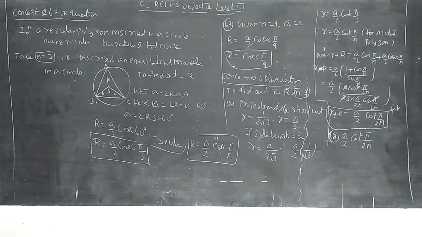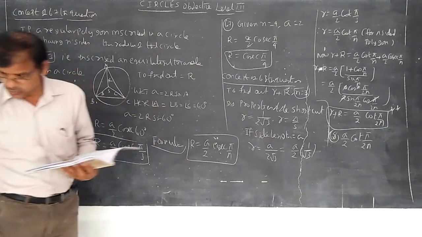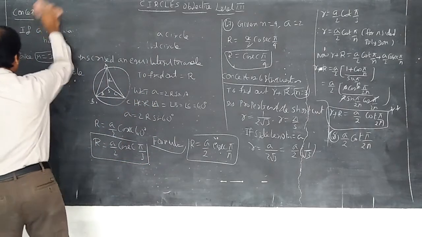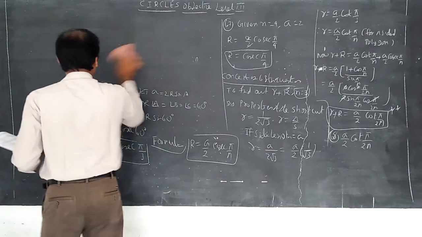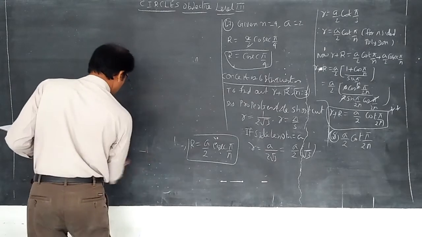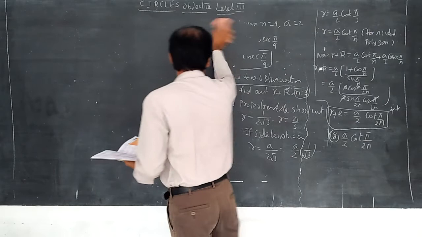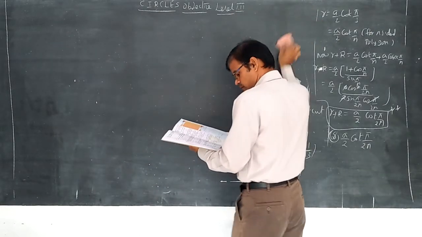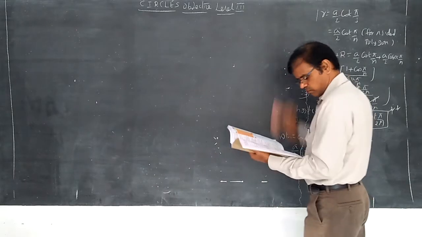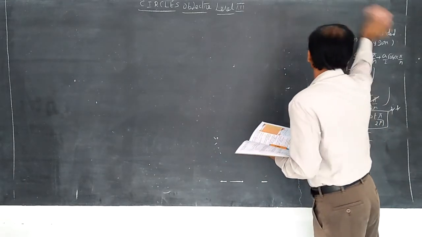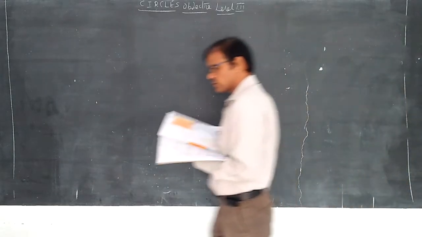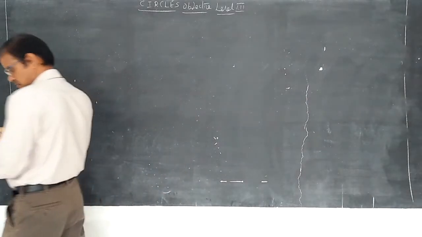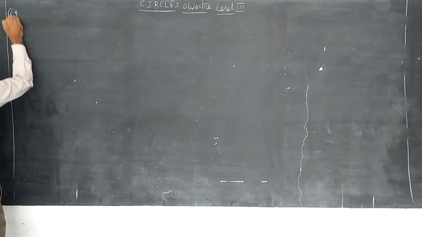Now let us discuss the 69th question. If a is greater than 2b greater than 0, so a is the maximum value, 2b the next value, 0 the minimum value, then you should calculate the positive value of m. Even if you get a negative value, don't consider it. Only take the positive value of m, for which y is equal to mx minus b root of 1 plus m square is a common tangent to the circles x square plus y square is equal to b square and x minus a whole square plus y square is equal to b square.